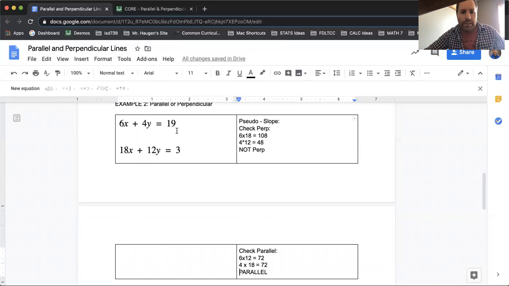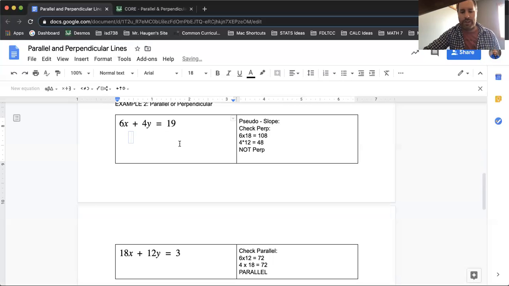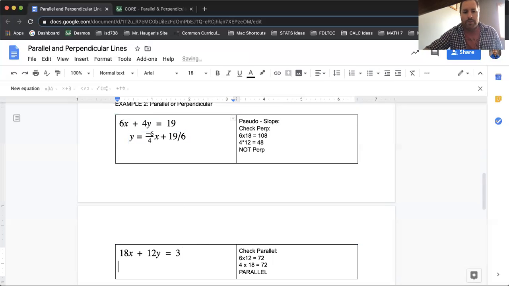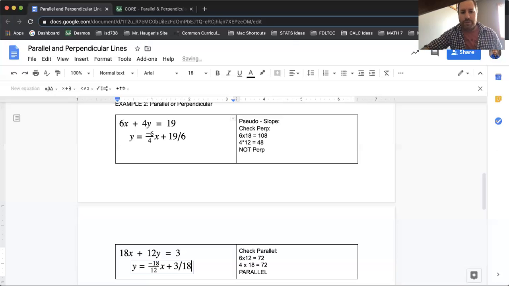And if you don't like checking that stuff, you can always solve this for y. In this case, this one, I solved this for y. I'll put a little space in there so we know that that's the same equation. We would subtract the 6x and then divide by 4. So we would have negative 6 divided by 4 x plus our 19 over 6, right? I'm just going to write that normally. And then in this one too, we would do the same thing. We would solve for y. We'd say y equals, subtract the 18, divide by 12. So let me put that fraction, negative 18 over 12 x plus, well, it doesn't really matter, but I'll put it there, 3 over 18.